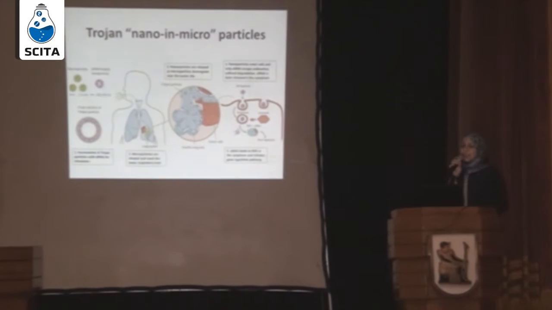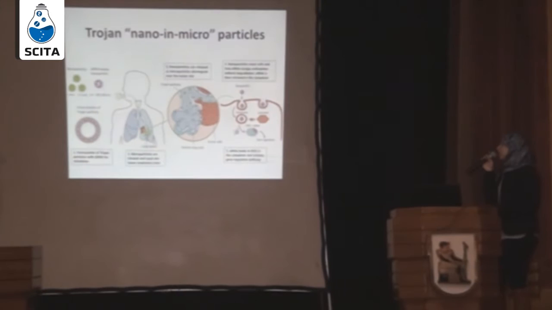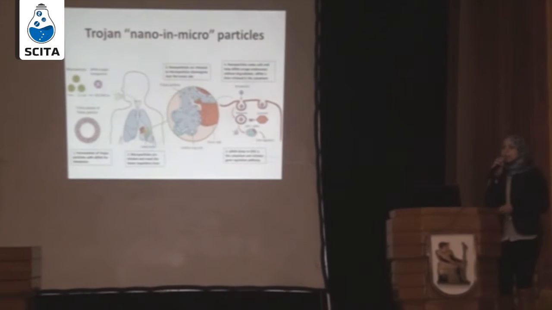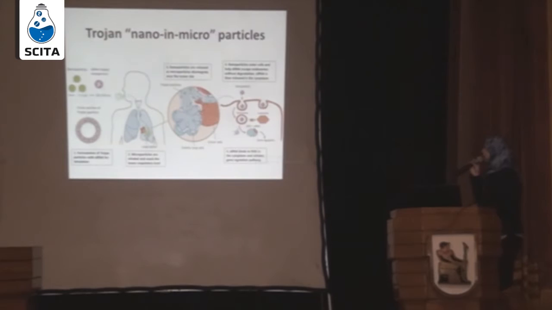So let me finally talk about the Trojan particles. They are nano and micro particles. They are nanoparticles encapsulated in microparticles. After preparing the nanoparticle and loading it with the drug, we encapsulate the drug-loaded nanoparticle into a microparticle. Then it's inhaled by the patient and goes deep into the lung. Why? Because the microparticles can escape the macrophages because of their large size. As I mentioned, from 1 to 5 micron, we can escape the pulmonary defense. Then the microparticle releases the nanoparticle in the alveoli.